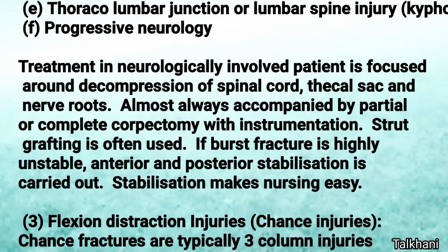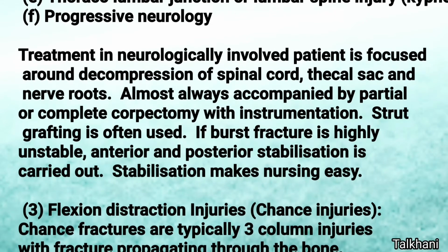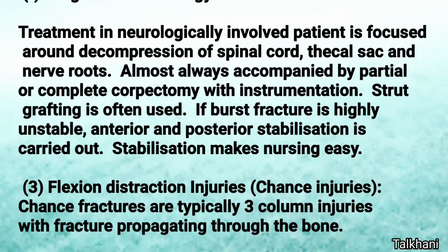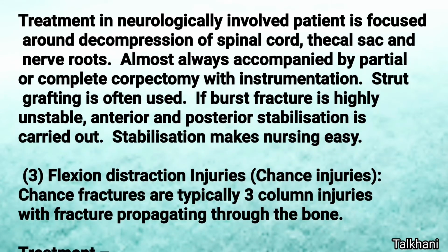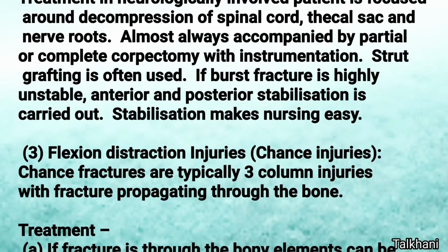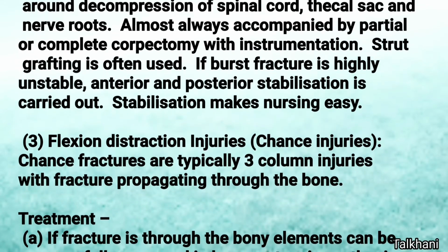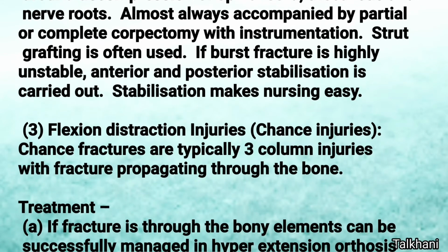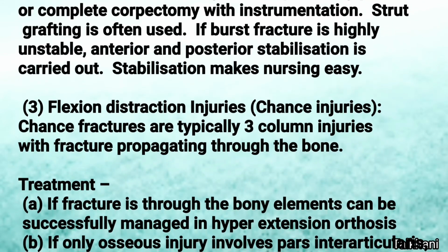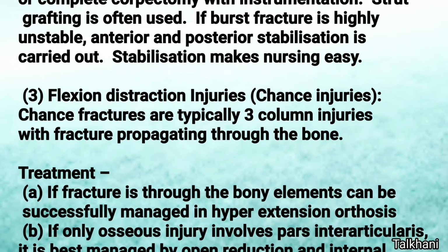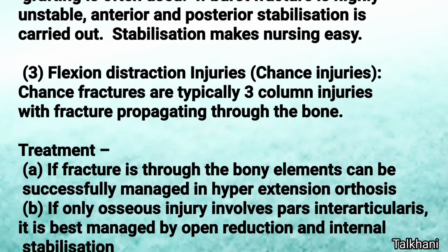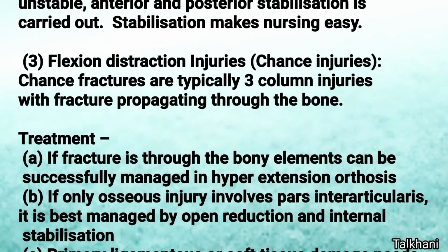Chance fractures are typically 3-column injuries with fracture propagating through the bone. Treatment: if the fracture is through the bony elements, it can be successfully managed in a hyperextension orthosis. If the only osseous injury involved is the pars interarticularis, it's best managed by open reduction and internal stabilization. Primary ligamentous or soft tissue damage needs open reduction and internal stabilization.